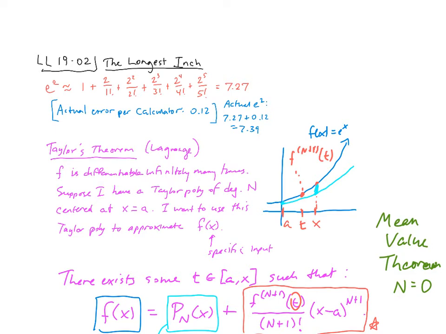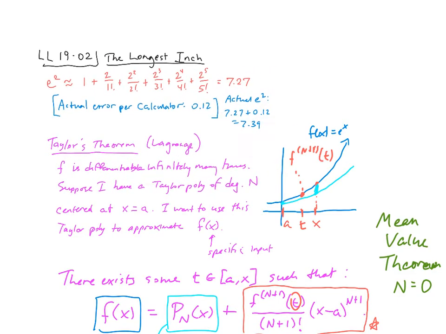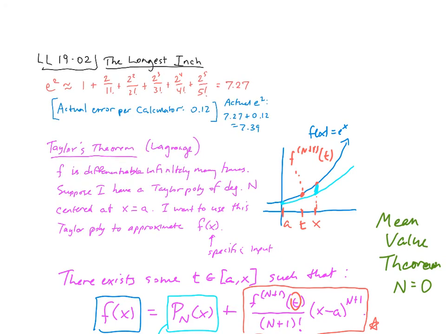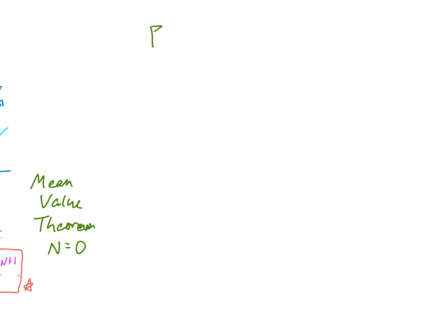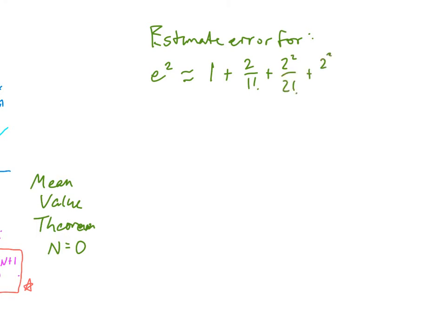I wonder if I could drag this around. Can I do that? Oh, not without taking a whole bunch of other stuff with me. Okay, so we'll just copy this over here then. So I'm going to try and estimate the error for e squared approximately 1 plus 2 over 1 factorial plus 2 squared over 2 factorial plus 2 to the third over 3 factorial, etc. You get the idea. So here's how we do this. So we're going to use the Lagrange error estimate.